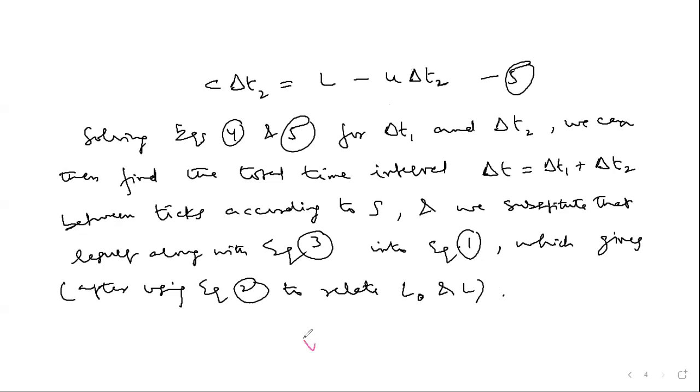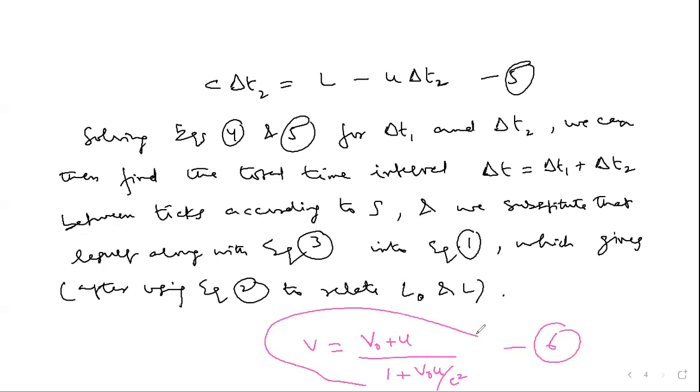We get V equal to V naught plus U over 1 plus V naught U by C square. This is our required equation. I name it equation 6. Let me repeat it. This is your homework. Chuck it at home.